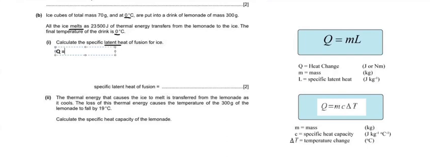So I will write down this formula here: Q equals mass into the latent heat. We need to calculate the latent heat, so I will rearrange this formula. L will become Q divided by small m. So you can put here values. When the ice becomes water, it acquires the energy of 23,500 joule. So I will write here 26,500 divided by the mass of the ice, that is 70 grams.